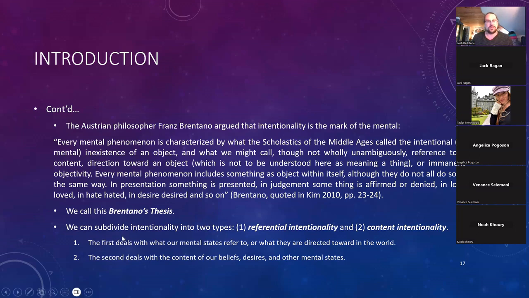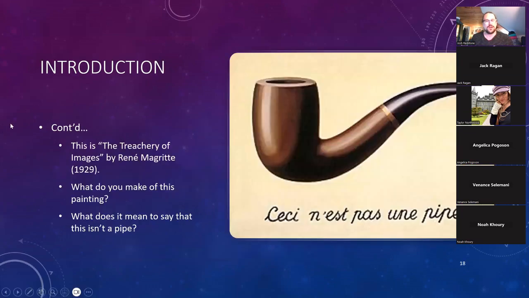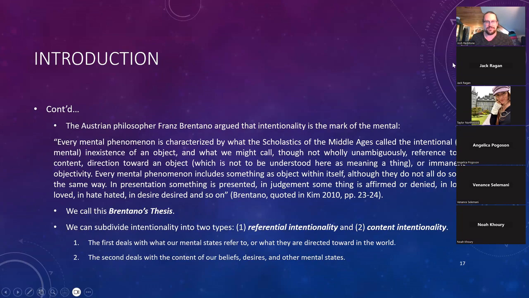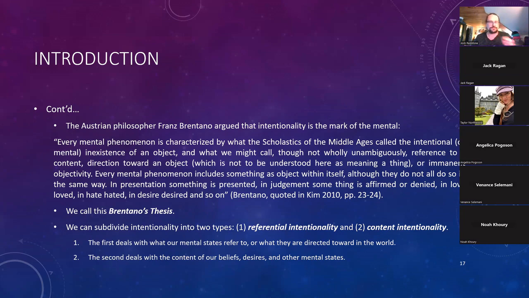This has come to be known as Brentano's thesis after the Austrian philosopher Franz Brentano, who was the PhD supervisor of Edmund Husserl, the phenomenologist. He argued that intentionality is the mark of the mental, and he did so by drawing upon a lot of the medieval stuff, Thomas Aquinas and so forth.